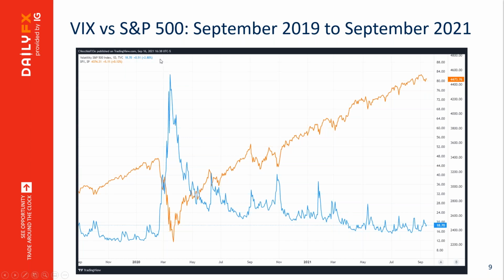You can see that I clipped this chart right before the presentation started. And you could see last year during the start of the pandemic, what happened when the orange line, the S&P 500, started to fall. Well, volatility was rising. Volatility was actually shooting higher to some of the highest levels that we had seen since Brexit, since the financial crisis itself.